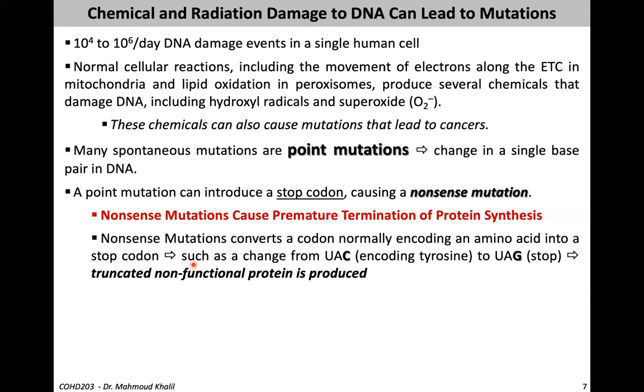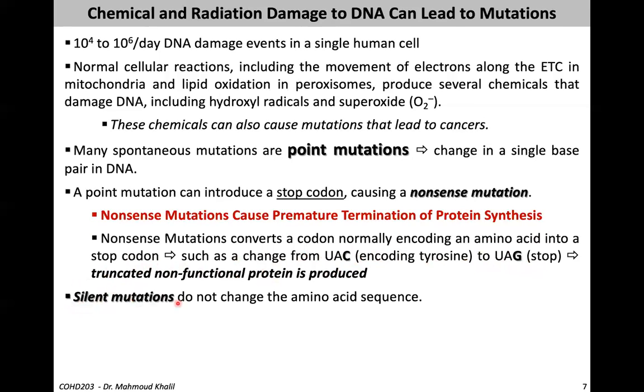So nonsense mutation converts a codon which normally encodes an amino acid into a stop codon. Such a change from UAC, as an example, which encodes tyrosine, to UAG that encodes a stop codon will give rise after translation to a truncated version of a protein that is non-functional.